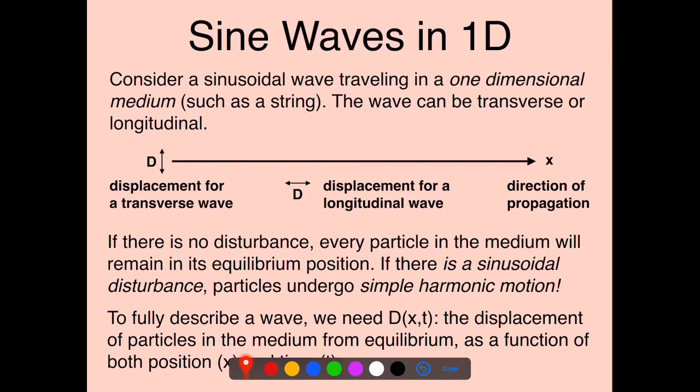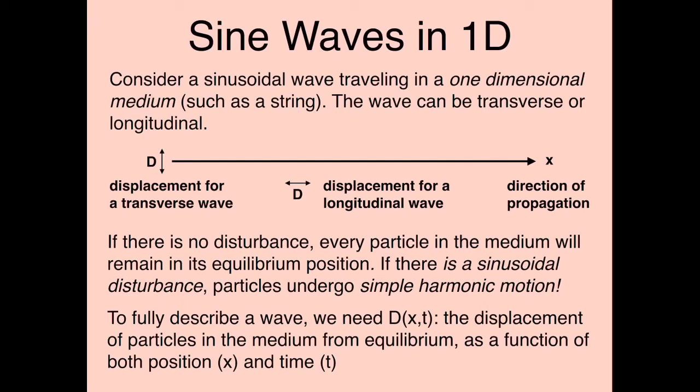On the other hand, if we had a longitudinal wave, then our displacement would be parallel to the direction of propagation, so it would be along the x-axis. You would be oscillating back and forth this way. Okay, so if we have no disturbance in the medium at all, then every single particle is just going to remain in its equilibrium position. There's going to be no wave at all moving through the medium, so no displacement at any point. d is just equal to 0 everywhere.